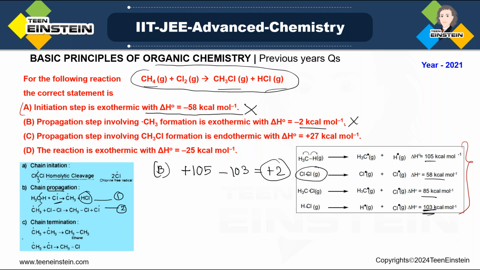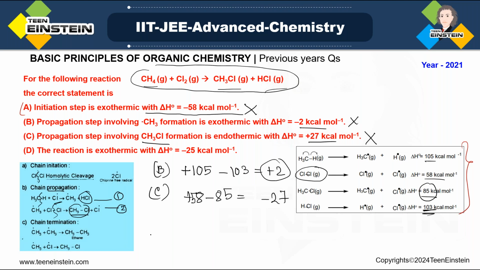So that is why this is also incorrect. What about C? Propagation step involving CH3Cl formation. Now CH3Cl formation is the second propagation step where you are breaking the chlorine-chlorine bond. To break the chlorine-chlorine bond, you have to supply plus 58 energy, and this bond is formed. That means this amount of energy will be released. Now if you take the summation of this, it will be minus 27, but here it is mentioned plus 27. So this is again incorrect.